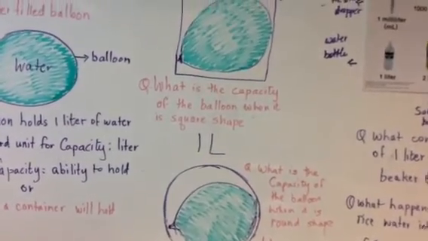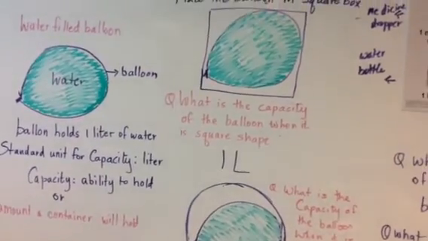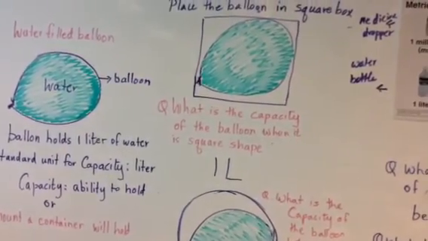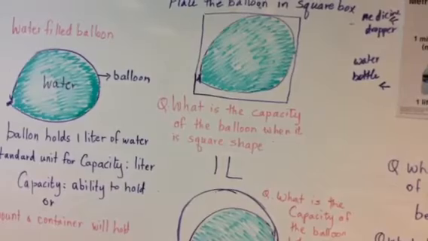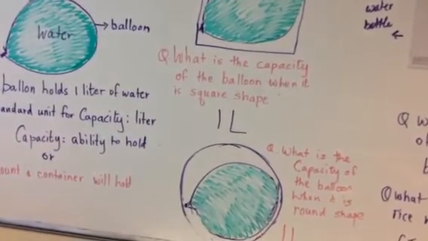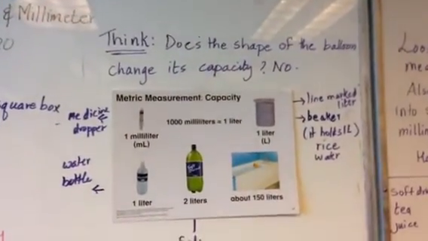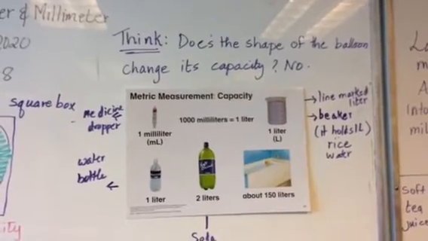So let's look at the question. Think about it. 1 liter of water inside a balloon doesn't change the capacity if it's in a square box or it's in a circular shaped box. So does the shape of the balloon change its capacity? No. How much water it holds?